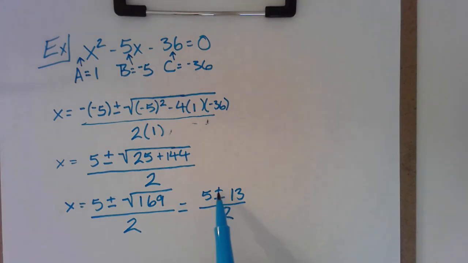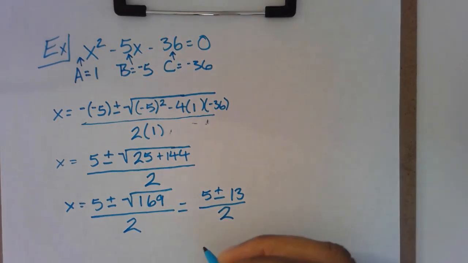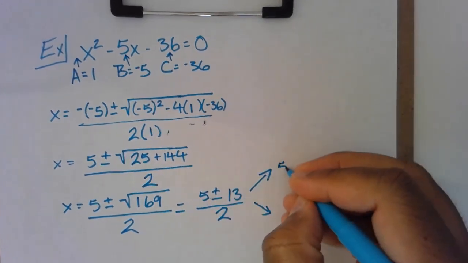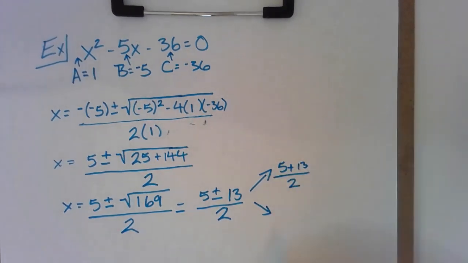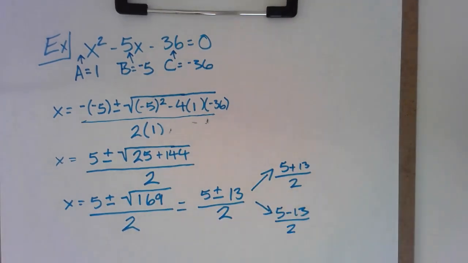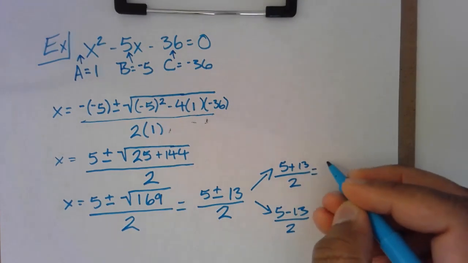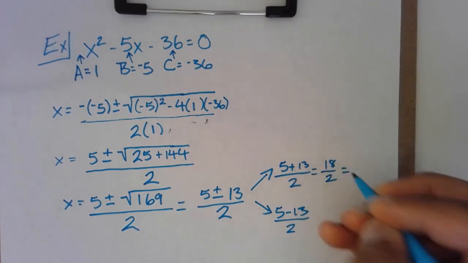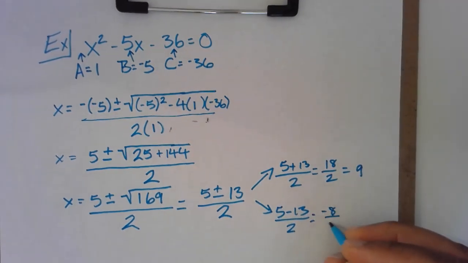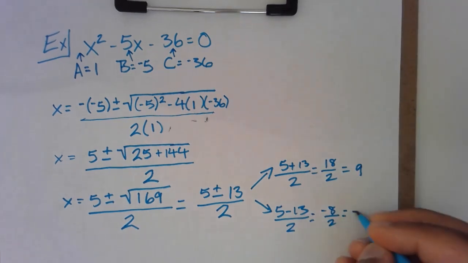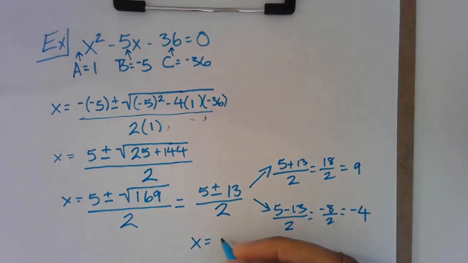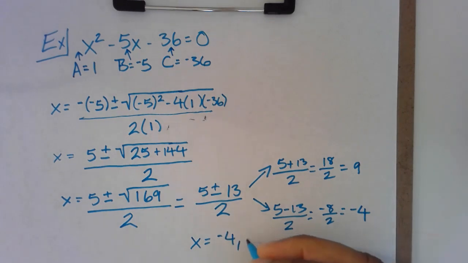Now, the plus or minus, what are we going to do with that? Well, this is going to tell me I have to break it apart, okay? So when I do that, I'm going to have 5 plus 13 over 2. And then I'm going to have 5 minus 13 over 2. All right, and so when I do that, I'll get on top here 18 over 2, which will give me 9. And then underneath here, it looks like I'm going to get a negative 8 over 2, and that would just reduce down to a negative 4. And so my final answer, x equals negative 4 and 9.